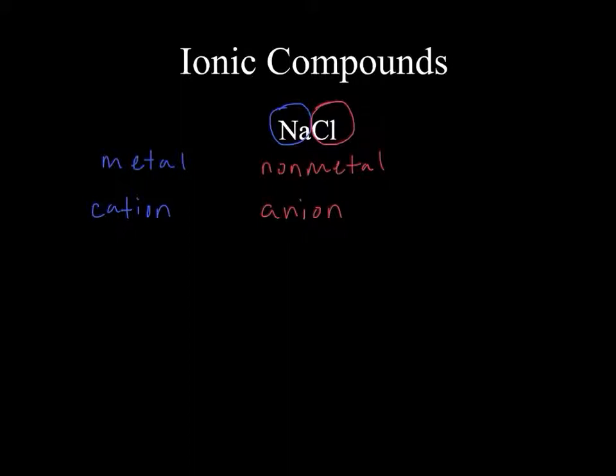Now, the rules for naming an ionic compound are quite simple. Name your cation, name your anion, or name your metal, and then name your nonmetal with an IDE suffix. So here, our cation is sodium, so we're going to name our cation sodium. And our anion, or nonmetal with the IDE ending, is chloride. Notice chlorine, I just dropped the INE ending and replaced it with the IDE suffix.